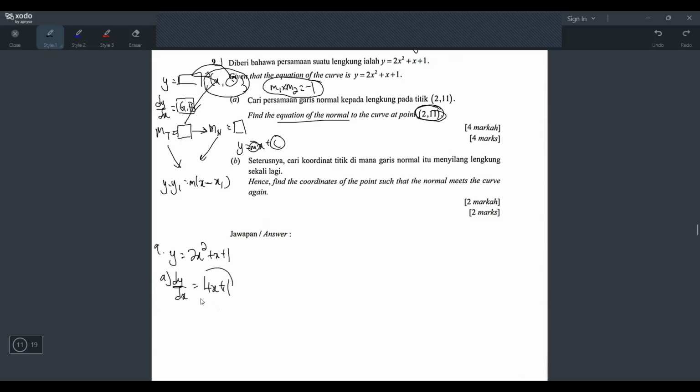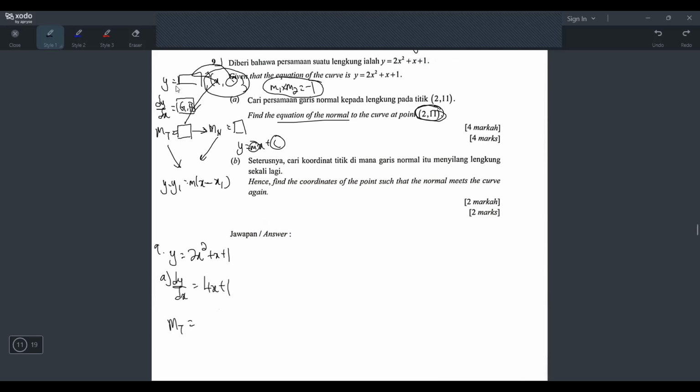So what do we call this? We call this gf. What is gf? Gradient function. Ataupun sometimes we call it gradient curve. But I don't want gradient function, I want gradient tangent now, right? Oh, by the way, you cannot go from dy dx to gradient normal. It's just impossible. It has to go through gradient tangent first, right?